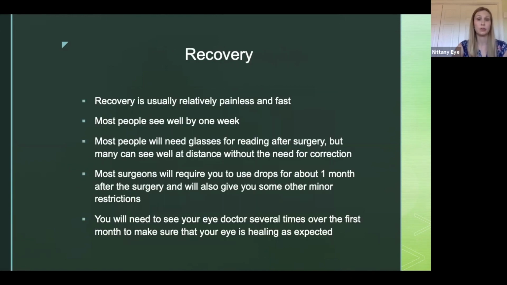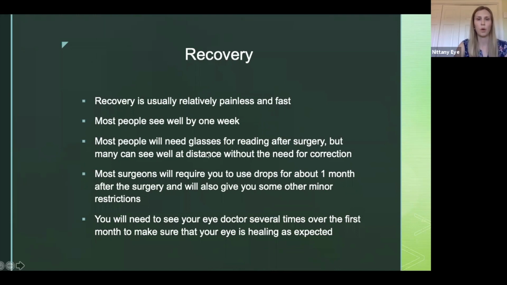So the recovery is usually relatively painless and fast. Most people see well by 1 week after the surgery. Most people will need glasses for reading after the surgery, but many can see well at distance without the need for correction. And nowadays too, there are different lenses that the surgeon can put in. Sometimes you can choose to see well far away. You can choose to see well up close. There are even bifocal lenses that are available that can sometimes help people not need glasses at all after the surgery. So if you're interested in that, you do want to talk to your doctor about some of your options.